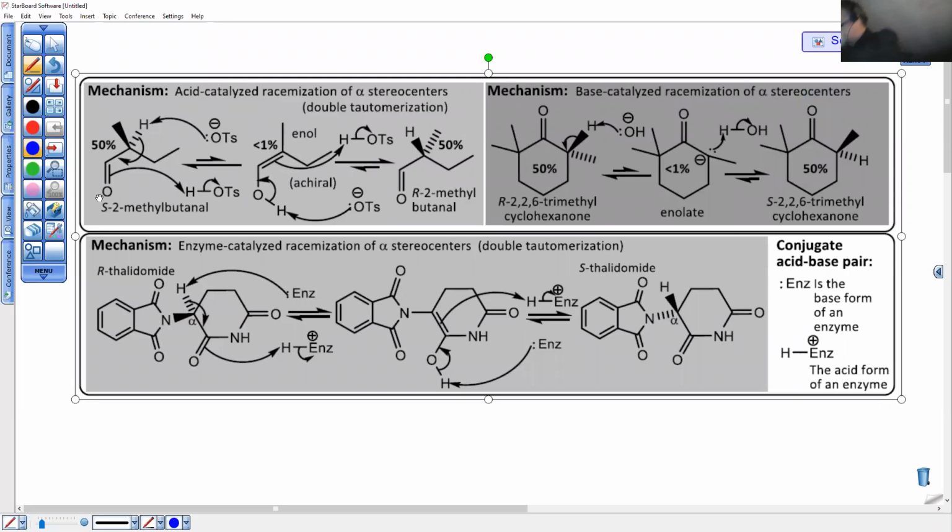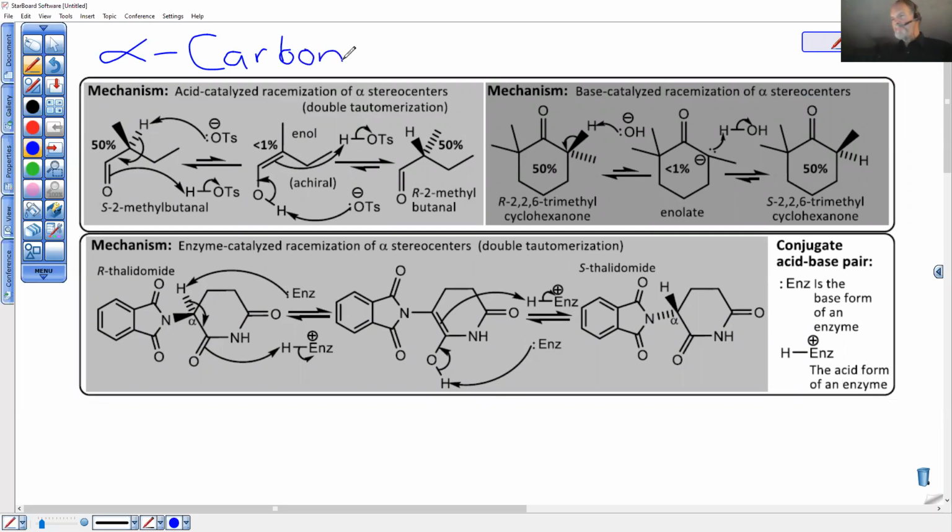Of the alpha carbon. Okay. Pen on. Alpha carbon. And I'm pretty sure you all remember that one is the one that's one away from a carbonyl. And for aldehydes and ketones, if there's a hydrogen there, it's called an alpha hydrogen. And it's a pKa of roughly 20.